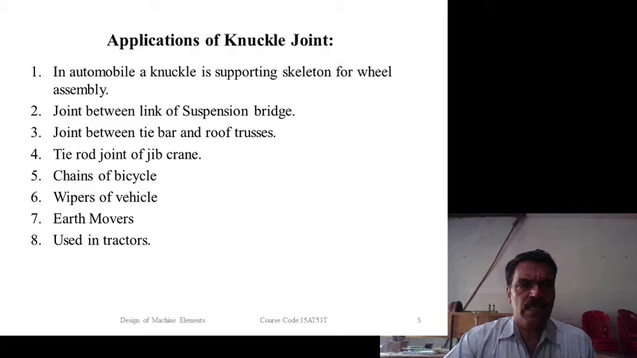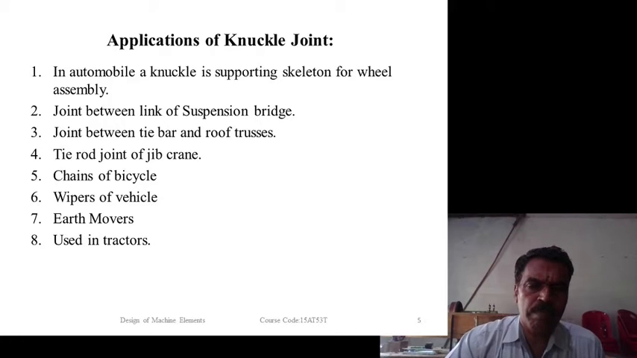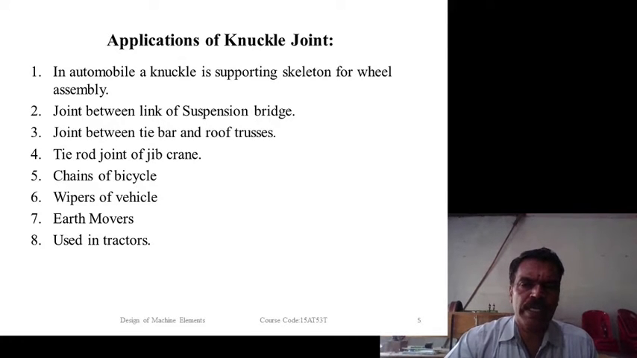First thing is, in automobiles a knuckle is a supporting skeleton for the wheel assembly. Actually the four-wheeler vehicle has the front axle, that is the dead axle. Usually it is a dead axle. The dead axle has an eye point at its end side. That is going to be connected with the knuckle pin along with the vehicle arm.